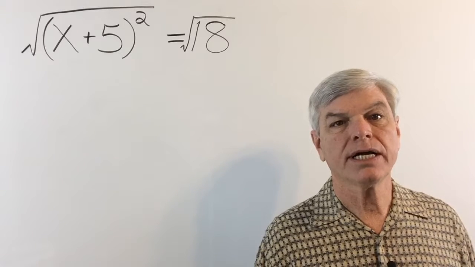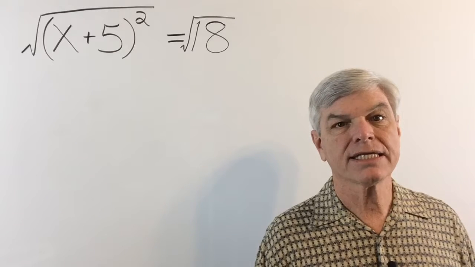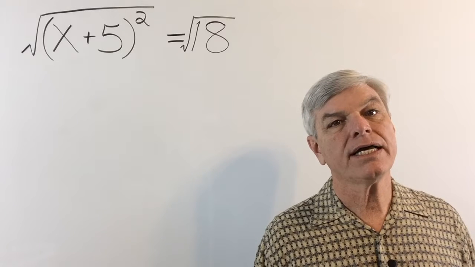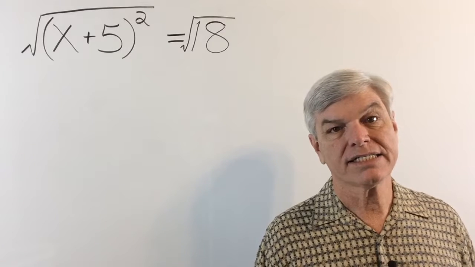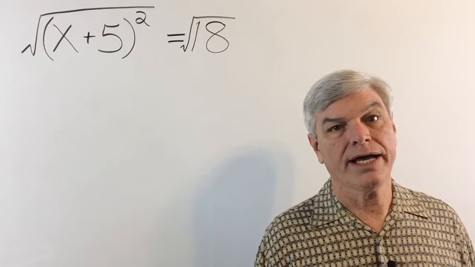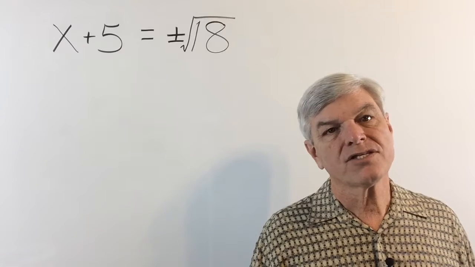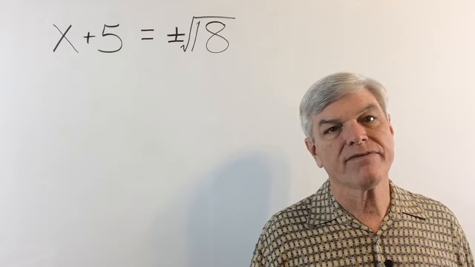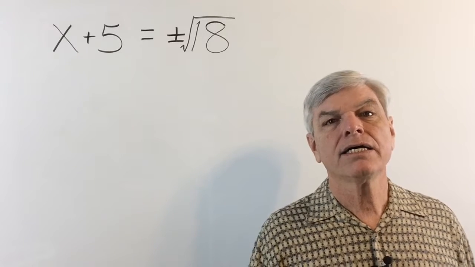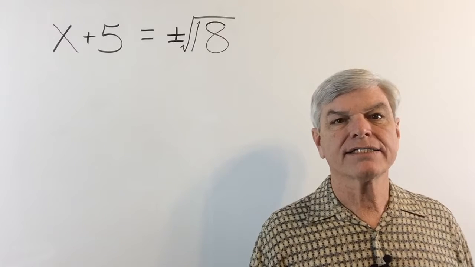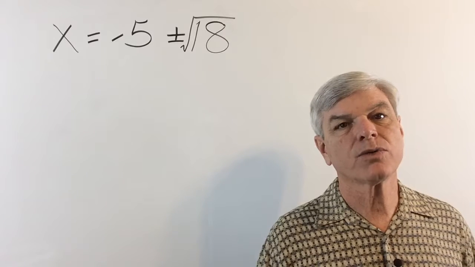We're going to put a square root around that, and whatever we do to the left hand side we're going to do to the right hand side. The square root of a square is itself. So we take the root away and the square away, and we're left with x plus 5. And the square root of 18 becomes plus or minus the square root of 18. We won't get into all the reasons for that, but that is what happens. So let's isolate that x.